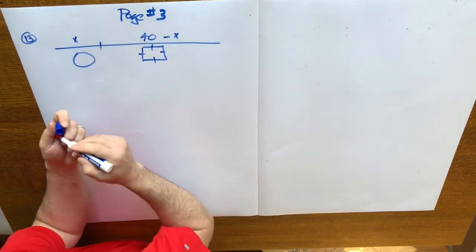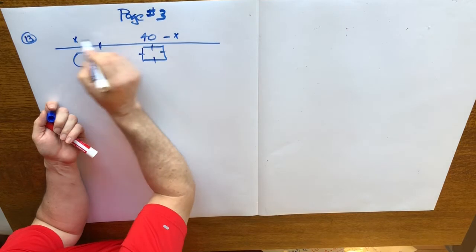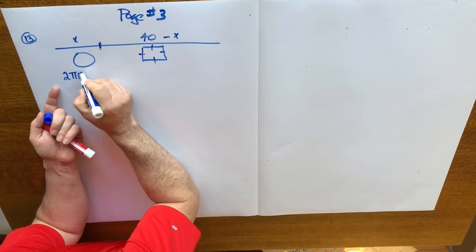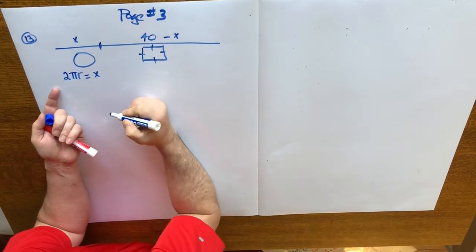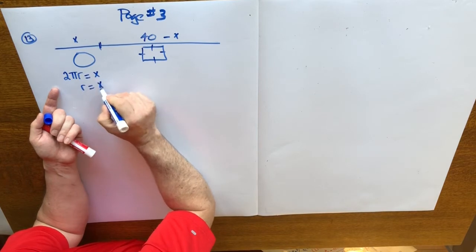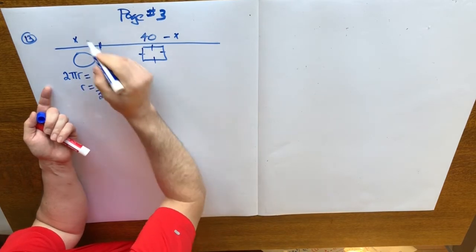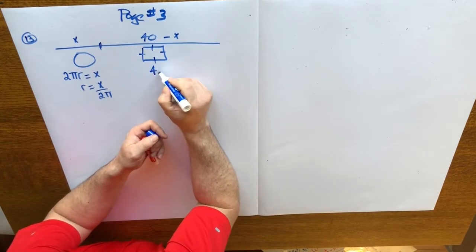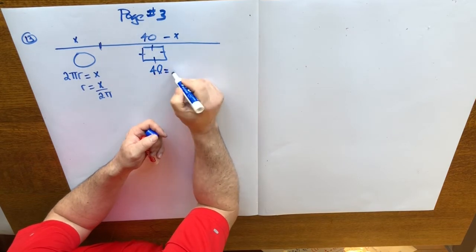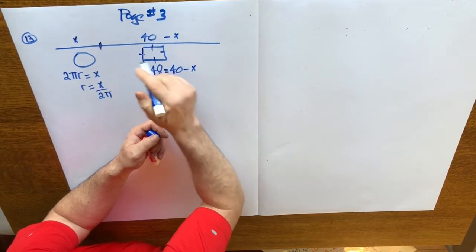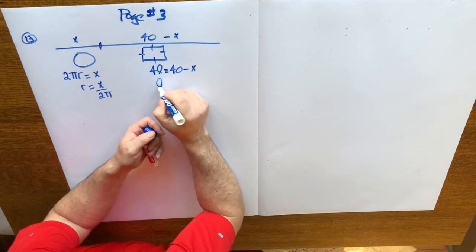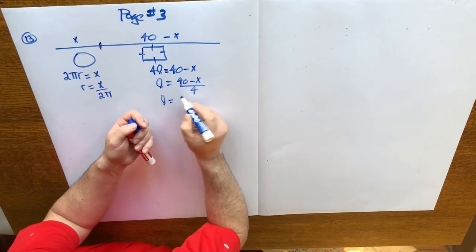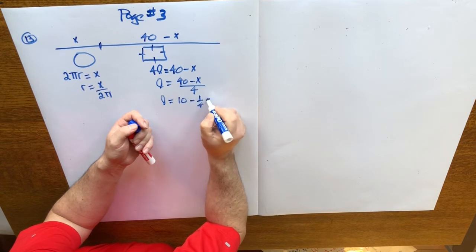So we're going to take this piece right here and we're going to bend it into a circle from here to here. We've called it x. So the formula for circumference of a circle is 2 pi r, and that has to equal x. So r equals x over 2 pi. So that's a known relationship we have for that. For the square, the perimeter of a square could be something like this, 4L, and 4L equals 40 minus x. The perimeter of this square has to be equal to this piece of wire. So L equals 40 minus x over 4. L equals 40 divided by 4 is 10 minus 1/4 x.